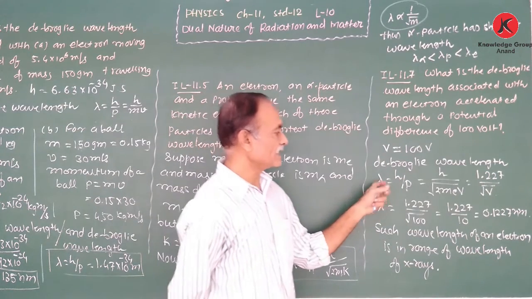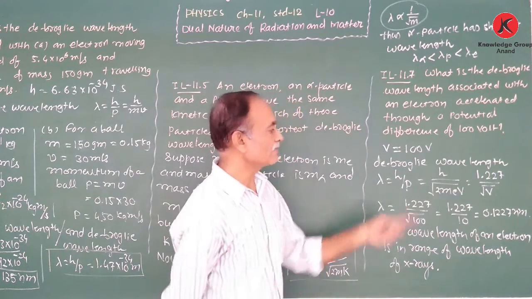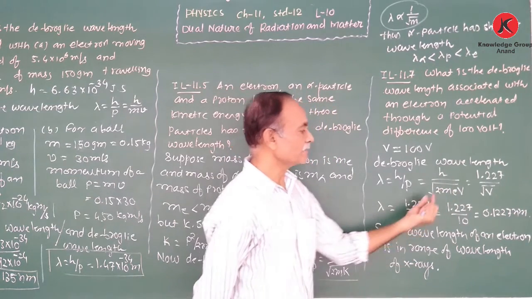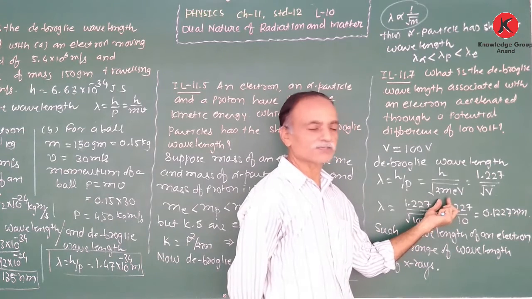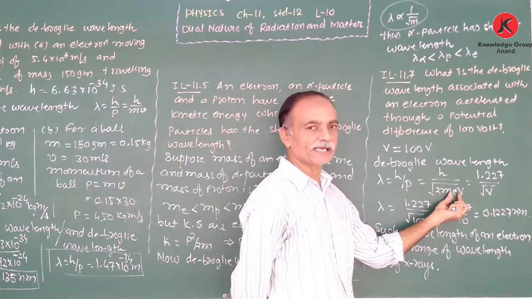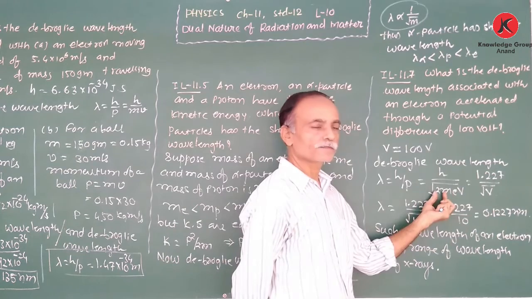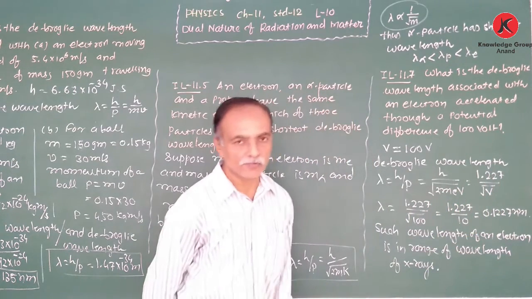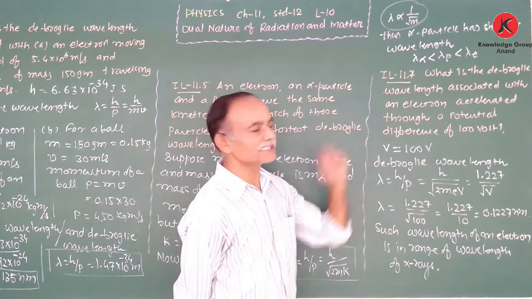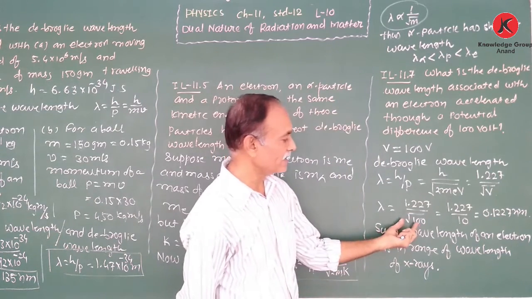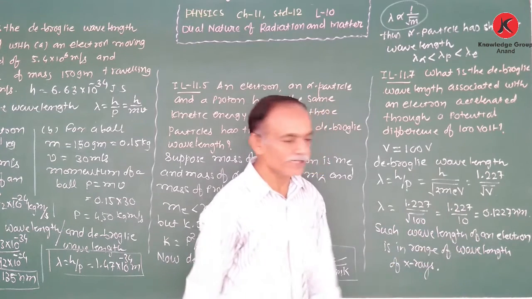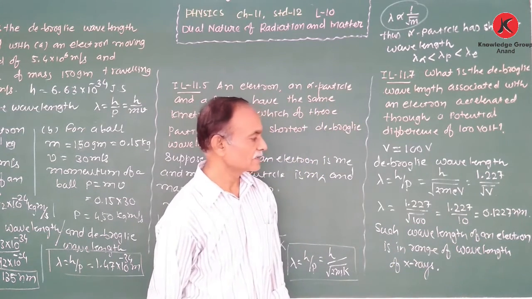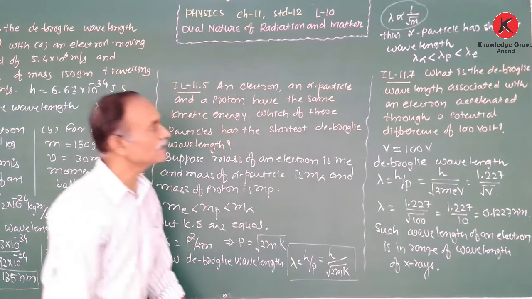So de Broglie wavelength lambda is equal to h upon p is equal to h upon under root of 2m eV. By substituting the value of m, the mass of an electron, e the charge of an electron, and this value 2, we obtain 1.227 upon under root of V. So, the accelerating voltage is 100, therefore 1.227 upon 10, therefore 0.1227 nanometer. Is this clear? So, these are the illustrations.